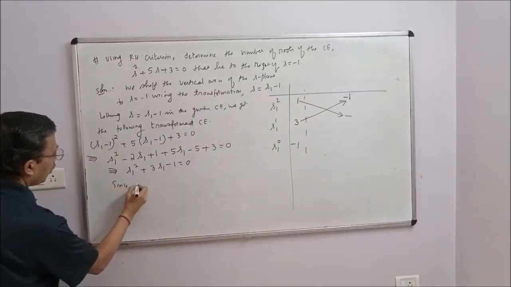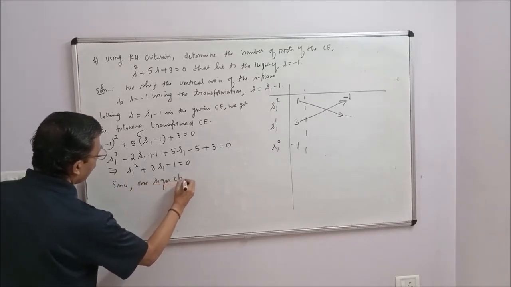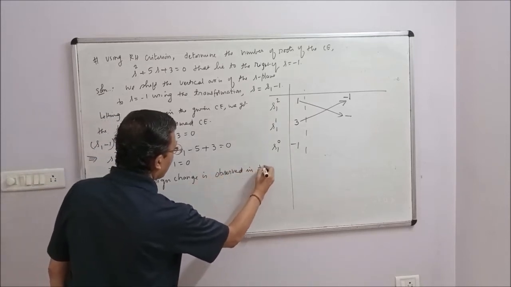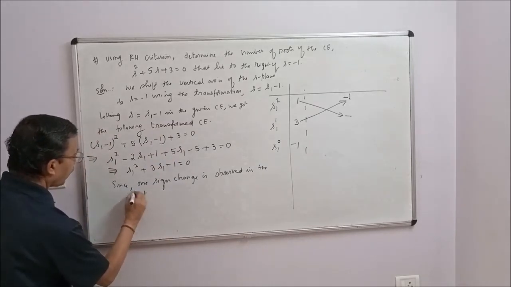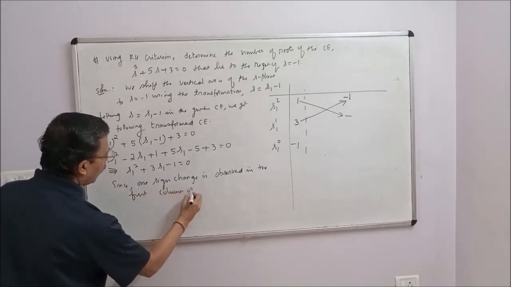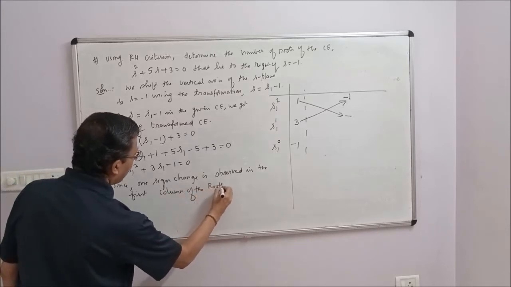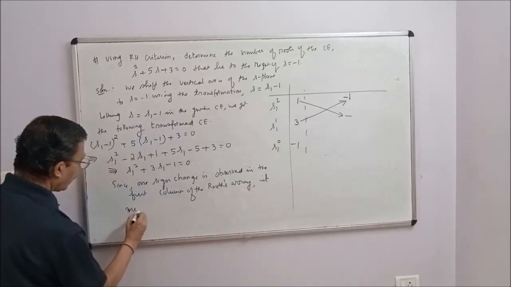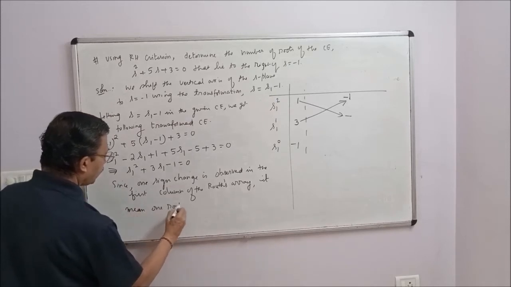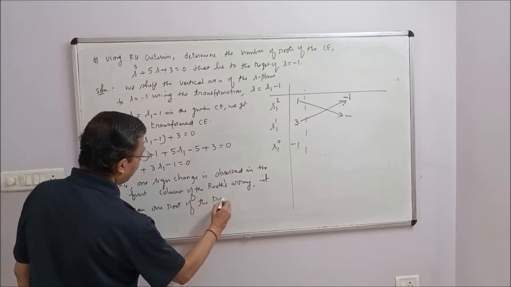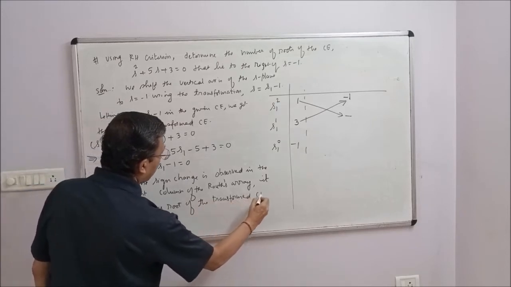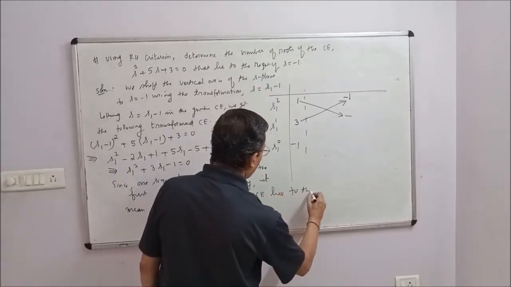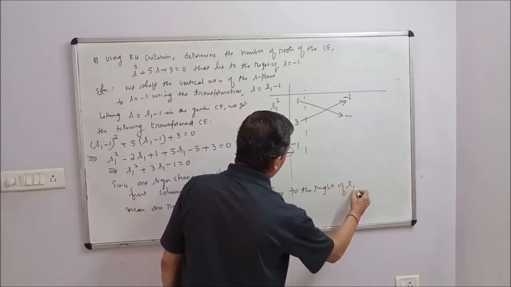Since one sign change is observed in the first column of the Routh's array, it means one root of the transformed characteristic equation lies to the right of s1 is equal to 0.